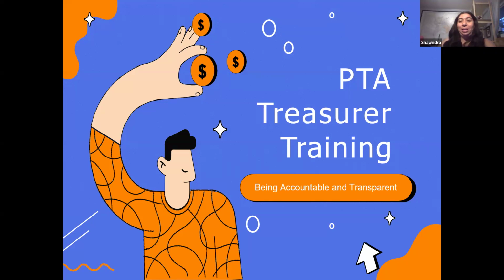And hopefully tonight, we'll make sure that everybody's learning the do's and the don'ts and all the things that we need to do as treasurers to make sure that we're being accountable and transparent. So that's the theme of tonight, being accountable and transparent as a treasurer.